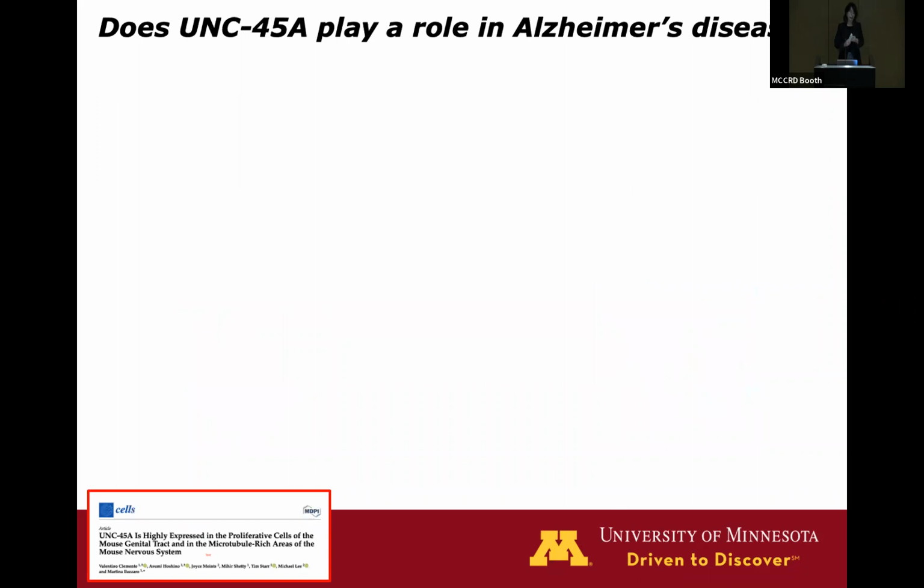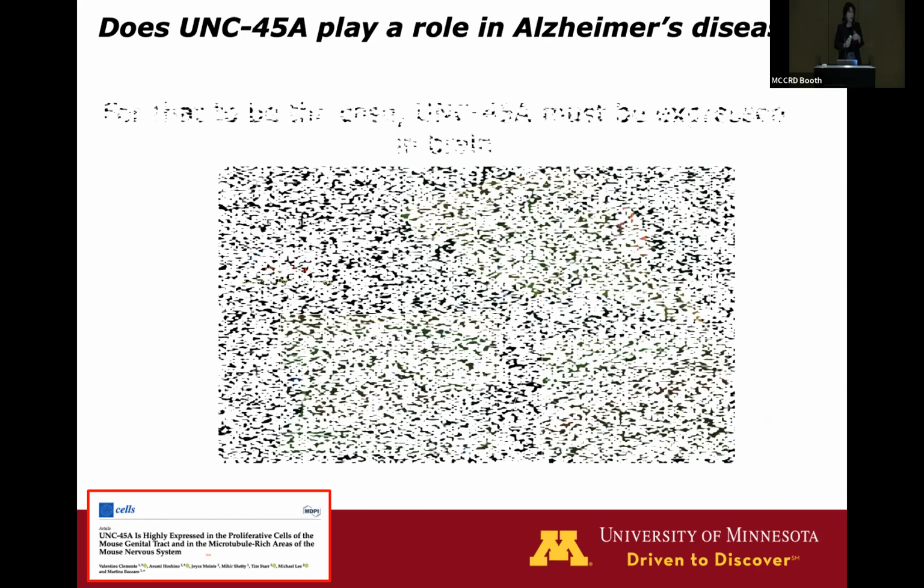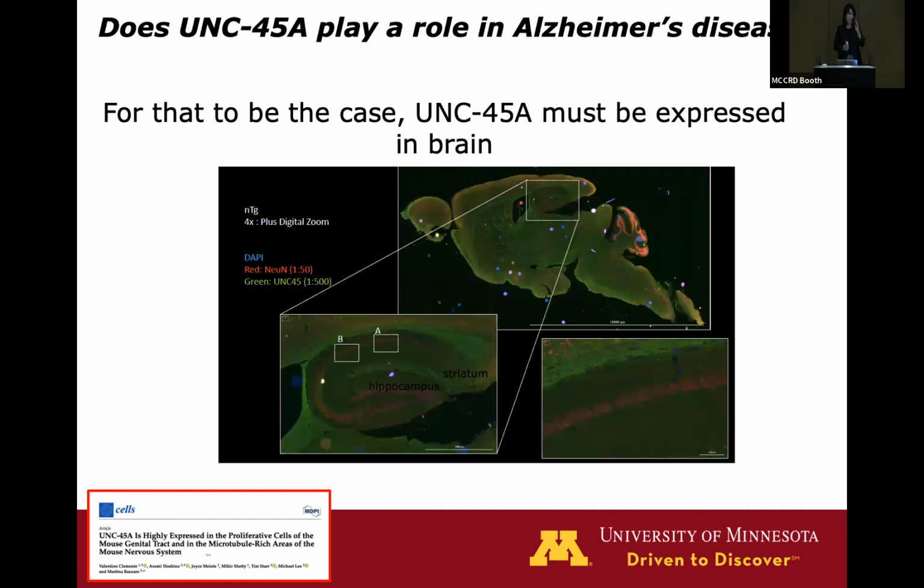To answer the question on whether ANC45 plays a role in Alzheimer's disease, the first thing we needed to know is: is ANC45 expressed in brain? Bear in mind, when we started these experiments, we had no idea whatsoever whether or not ANC45 was expressed in brain. We knew from published RNA data that ANC45 is expressed in all cells, but from RNA data to whether or not it is expressed at the protein level, and if that is the case for brain, that's a long shot.